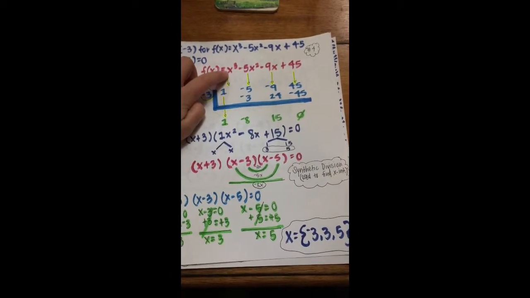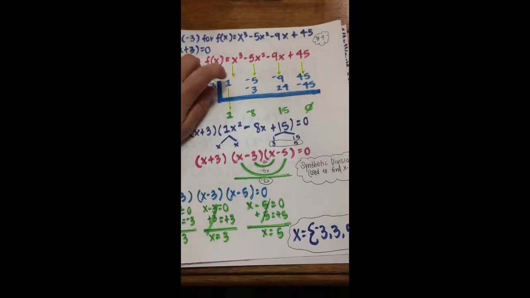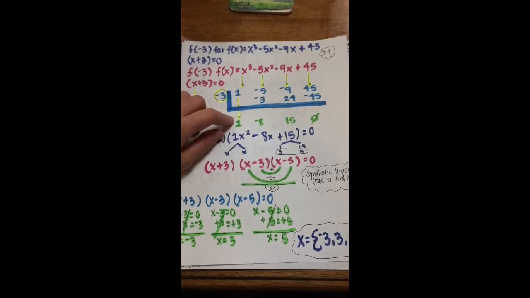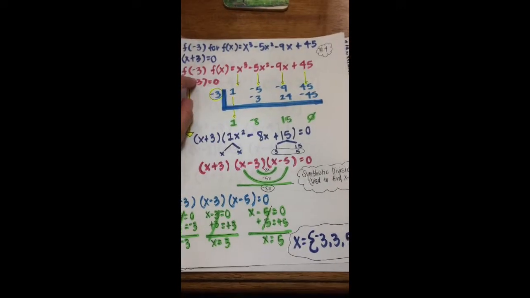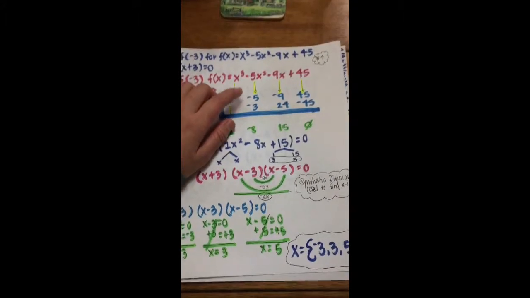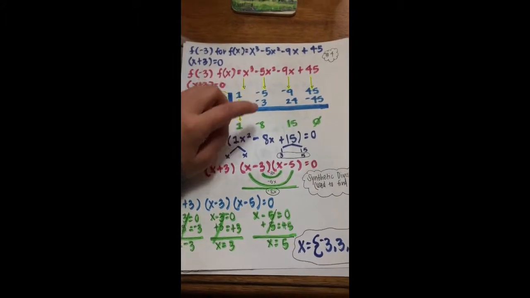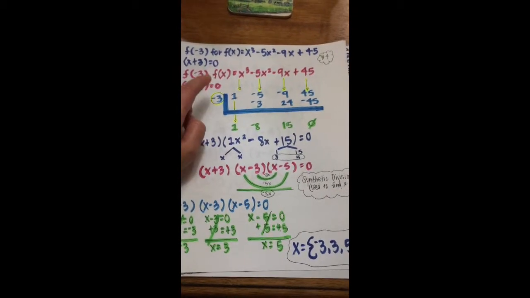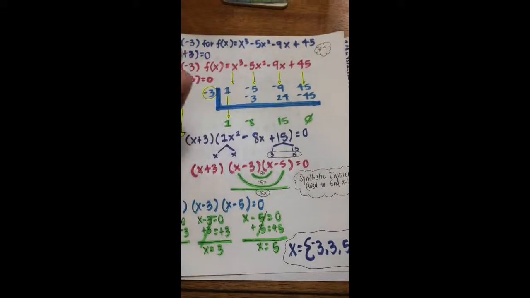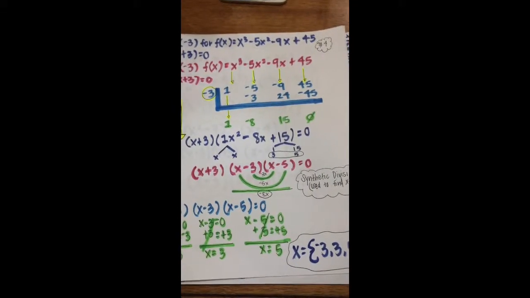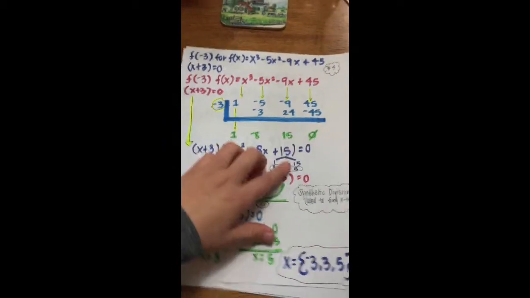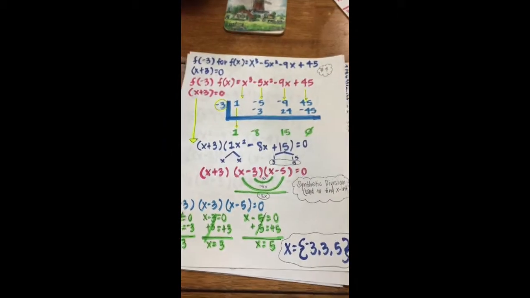And so x cubed is just 1. You're going to take this 1 down and multiply negative 3 and 1, which is negative 3. Then you add negative 5 and negative 3 and get negative 8. Then you multiply negative 8 and negative 3 to get 24. Then you add 24 and negative 9, and you'll have 15. And 15 times negative 3 equals negative 45, which makes that 0.